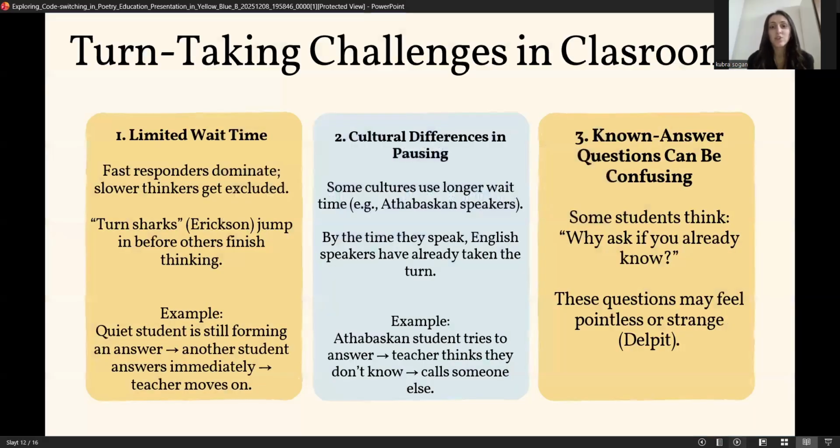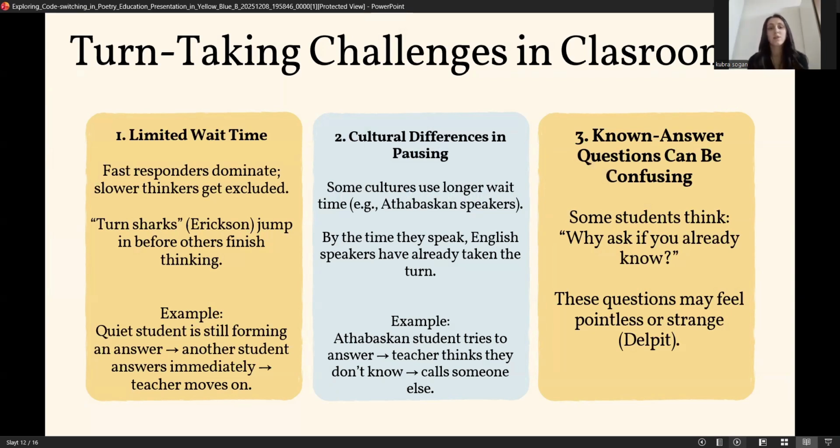And turn taking challenges in classroom. The first is limited wait time. Fast responders dominate, slower thinkers get excluded. Turn sharks jump in before others finish thinking. An example is a quiet student still forming an answer, another student answers immediately, and the teacher moves on.